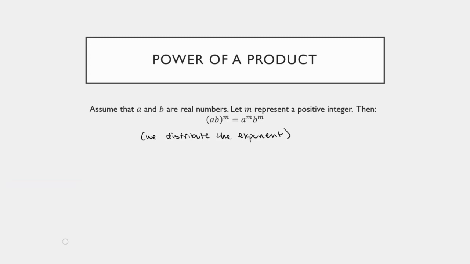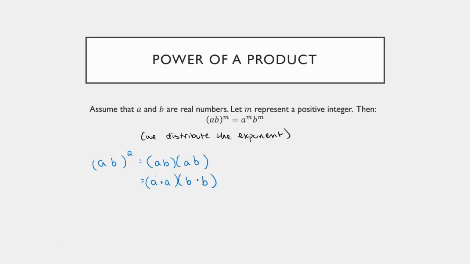So I like to think of this as distributing the exponent. The reason why this rule holds is if I say I have ab, and let's say that the exponent is 2. So that would mean that we have ab times ab. So all of that is multiplication. So that means I can rearrange the multiplication so that I can have the a's together and the b's together. And that's because multiplication is associative and commutative. So I can rearrange those.